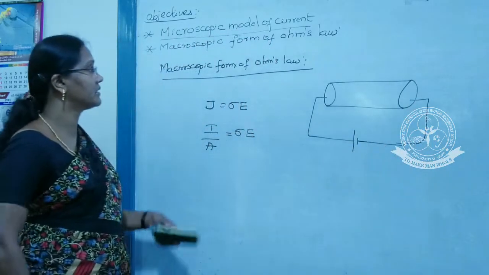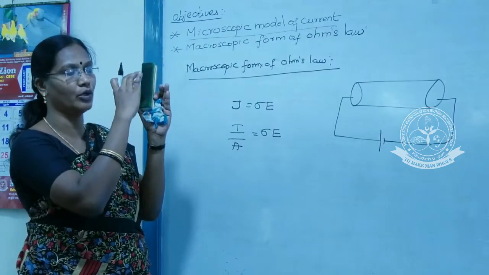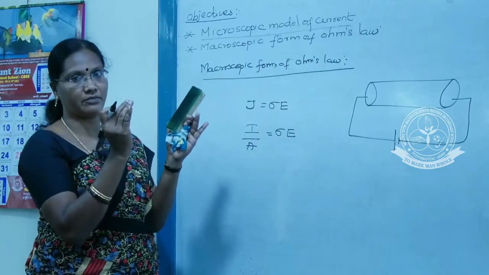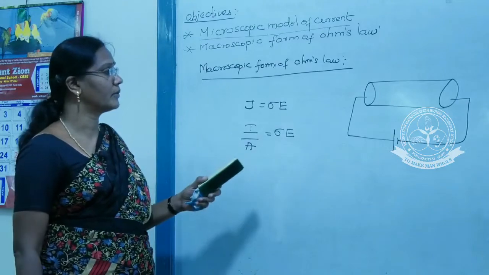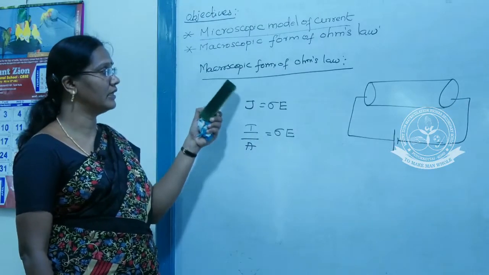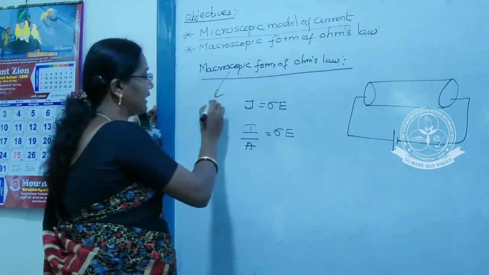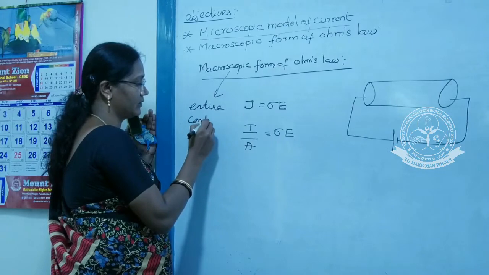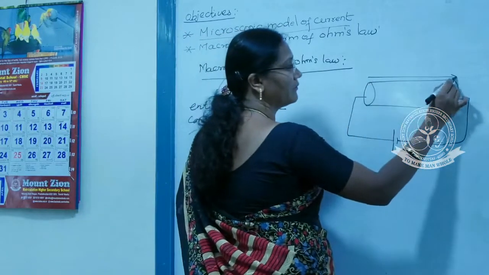In the previous case, in the microscopic model, we chose a small volume element of length say dx, and in that we found the movement of electrons, or current, and current density. Now here, macroscopic means for the entire conductor. So, let us take a conductor of length say L.